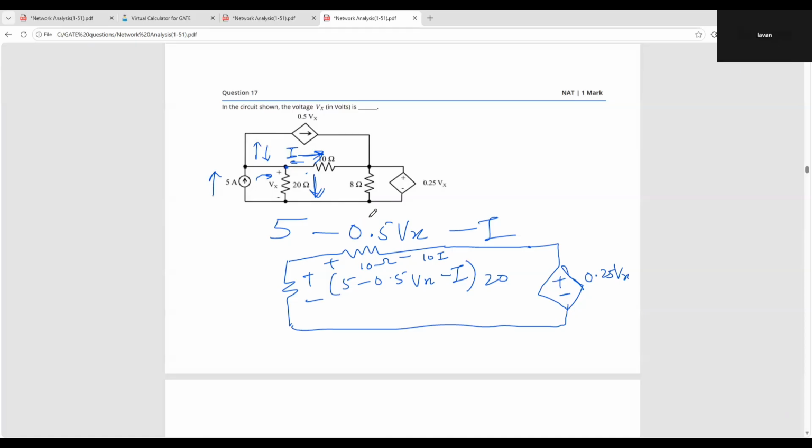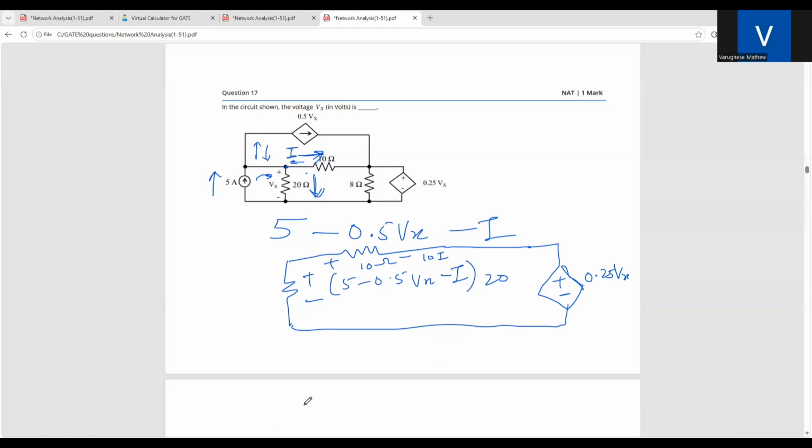You assume, you just put it as X, and once you assume that, the other current you will get. So you assume this as I. So you got this as 5 minus 0.5 Vx minus I. That into 20 is going to be this potential drop, and 10 into I is going to be the other one. Already you know this voltage. Wherever voltage is there, you will take the voltage as it is, 0.25 Vx. Now you write the equation.